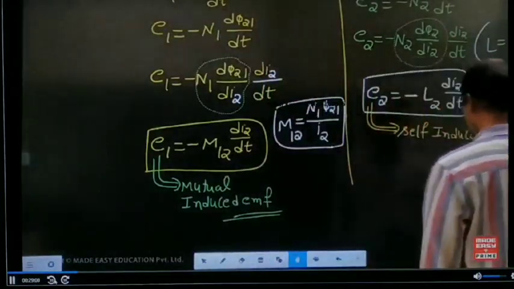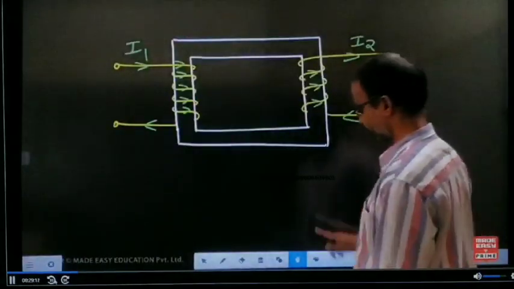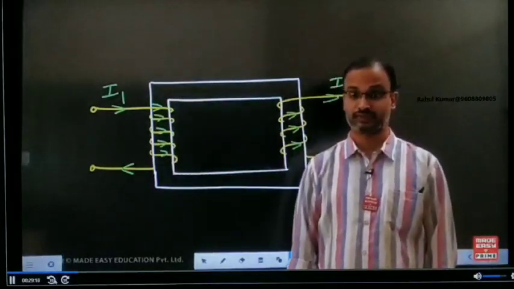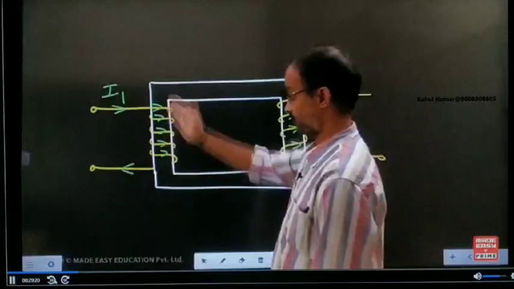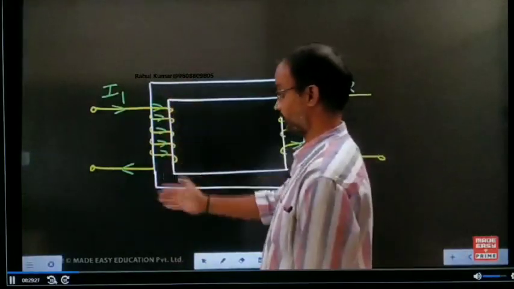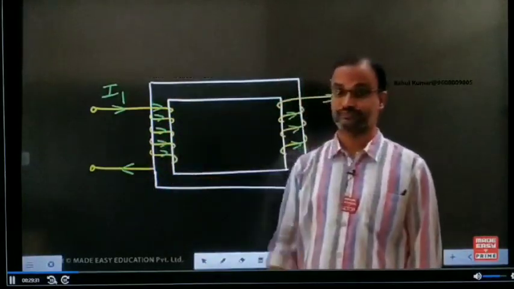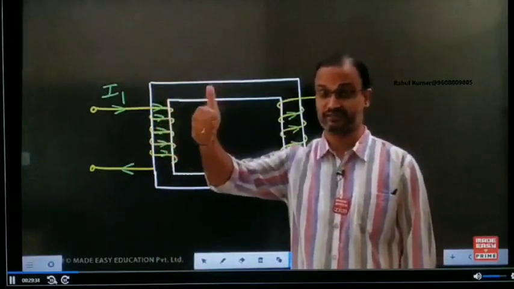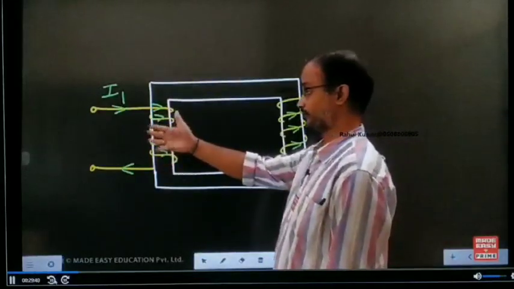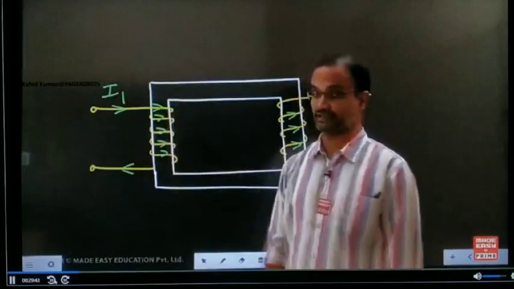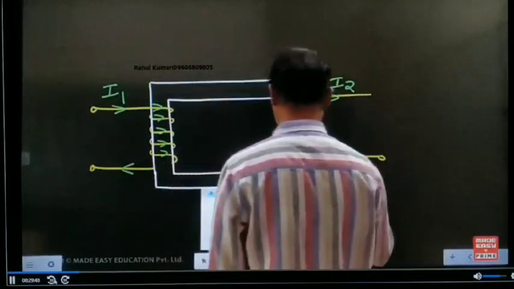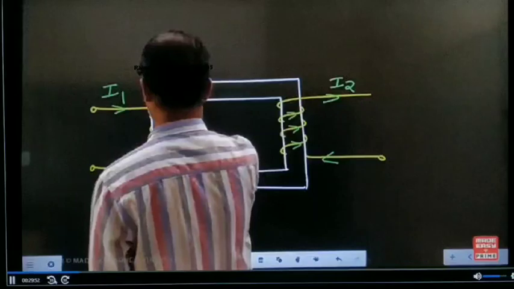For the verification of this, let us take a simple example. With respect to front view, all these arrow marks indicate the direction of current, the four fingers direction, and the thumb indicates the direction of flux. Then what is the direction of flux for this one, downwards or upwards? Upwards.